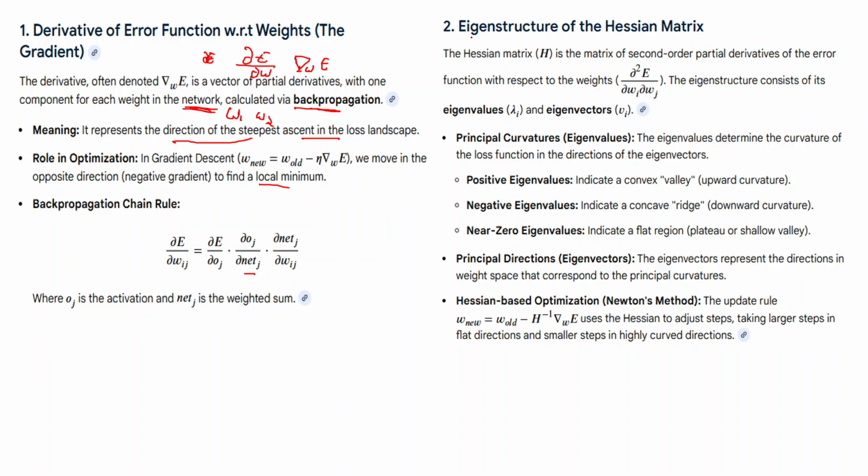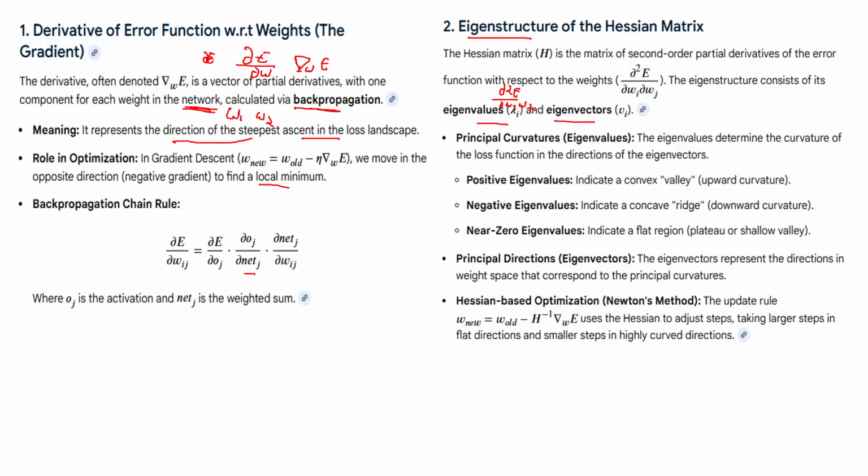And now coming to the eigenstructure of the Hessian matrix. The Hessian matrix is a matrix of second order partial derivatives of the error function with respect to the weights. Therefore here ∂²E/∂Wi∂Wj, because more than one weight will be there. If you have two weights, then it will be ∂²E/∂W1∂W2. The eigenstructure consists of the eigenvalues and the eigenvectors.